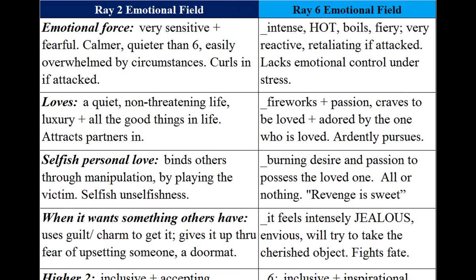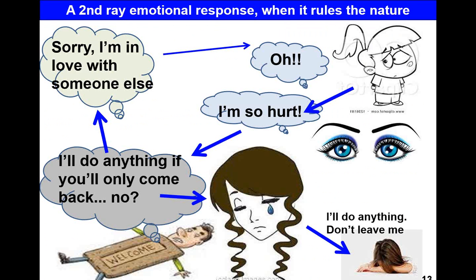Next slides, thanks, Astrid. And so I've got a few further slides on just how these 2 fields play out when somebody rejects us. Rejection is something that we're all really, really trying to avoid. And so a second ray emotional response, when it rules the nature, and up on top left I've got, just imagine someone saying to you, sorry, I'm in love with someone else. This is somebody you absolutely adore.